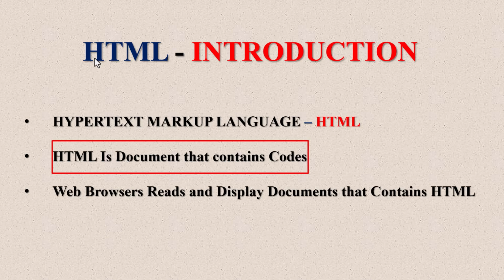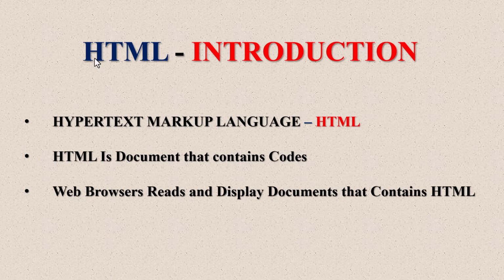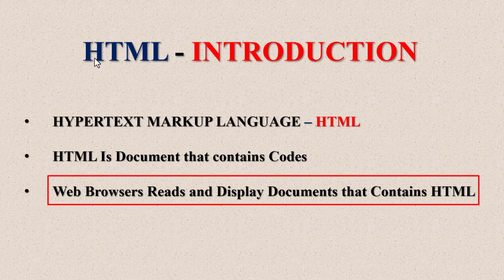Normally it's not a term like Java or JavaScript or any type of programming language. HTML is not a programming language, but rather a hypertext markup language. Hypertext markup language simply means a type of language which a browser understands. And also here, web browsers read and display documents that contain HTML. Anywhere you see a web page, the browser interprets any type of document into HTML so that it can display it as a web page.